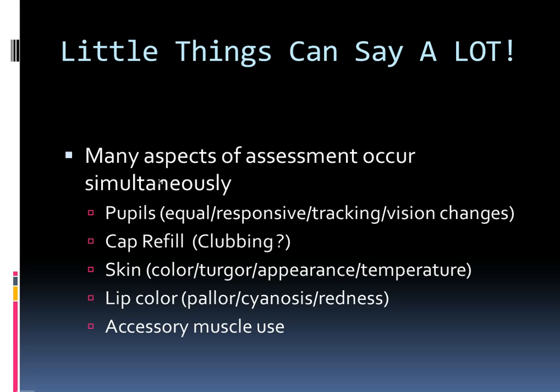So it says little things can say a lot. So many aspects of assessment occur simultaneously. Looking at their pupils, are they equal? Are they responsive? Are they actually tracking you? Any kind of vision changes? Do they have blurry vision? Do they have diplopia? In other words, they have double vision. Do they have anisocoria? Do they have any kind of problems with their vision?